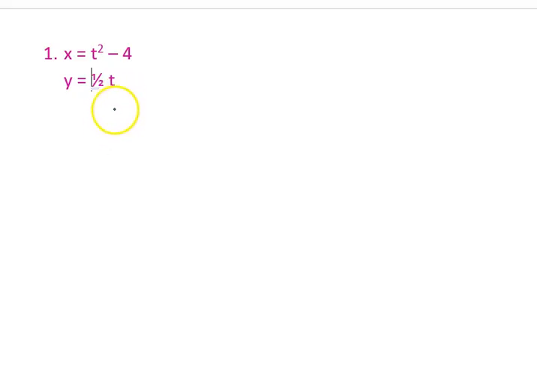Okay, for our first example, we have the parametric equations x equals t squared minus 4 and y equals 1/2 t. So these would create a graph the way that we did in the previous lesson if we were to plot it. But what we want is to turn it into an equation that has only x's and y's, no t's. So we pick one to solve for t. And to me, the bottom one is the easiest. So I'm going to multiply both sides by 2. I'm going to get 2y equals t.